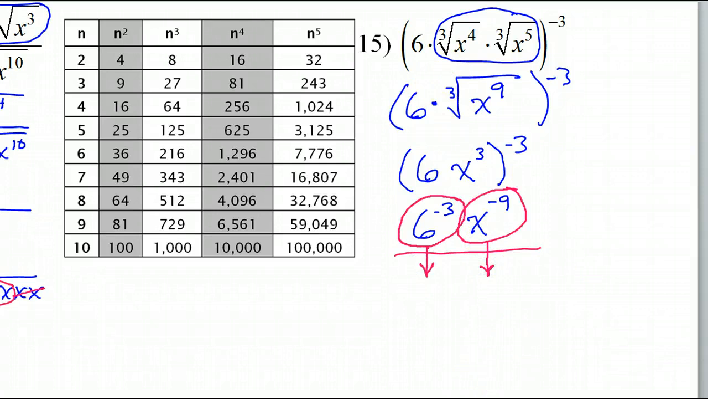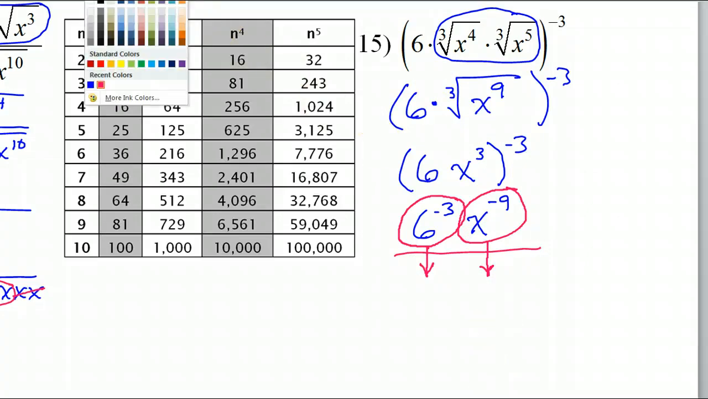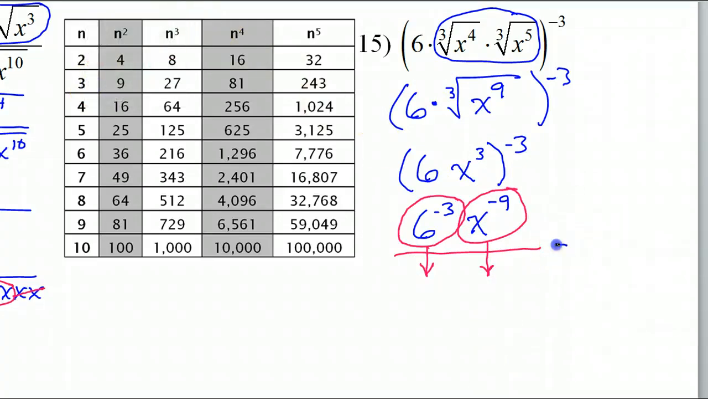Okay, and that is why the final answer is going to be 1 over, you know what, I'm going to put it here, 1 over 6 to the 3rd power x to the 9th power. Wait a minute, did I say final answer? Slow down. Well, I am going to do one more thing.